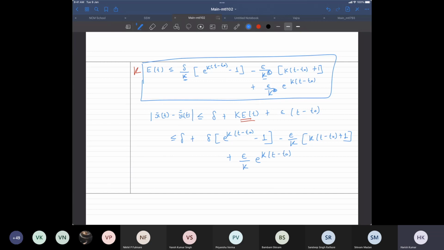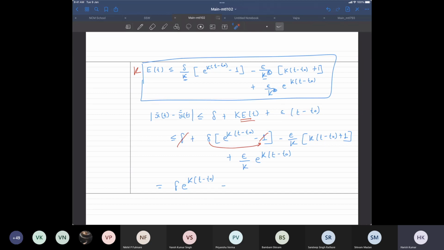Okay, so now this delta will get cancelled with this delta because this will go here, and then what we get is delta times exponential of k(t minus t naught) minus, now this gets cancelled, and what you get is minus epsilon times (t minus t naught).